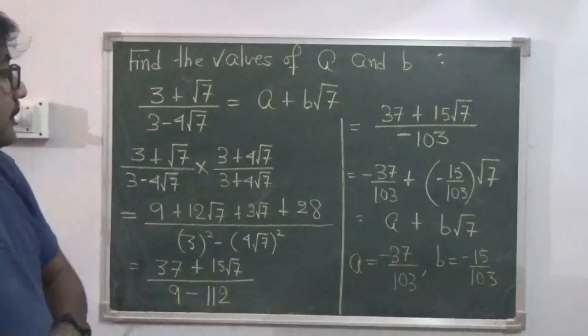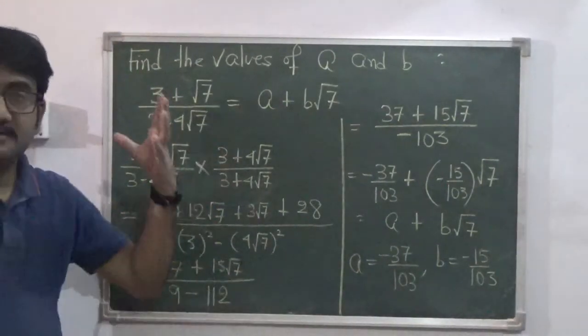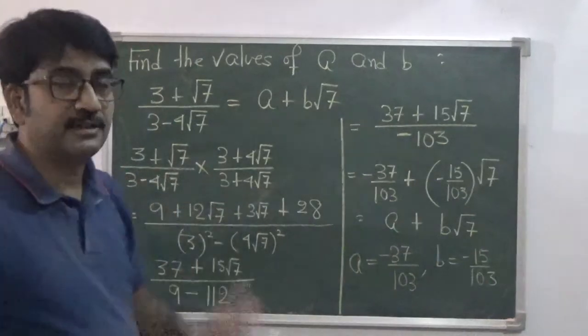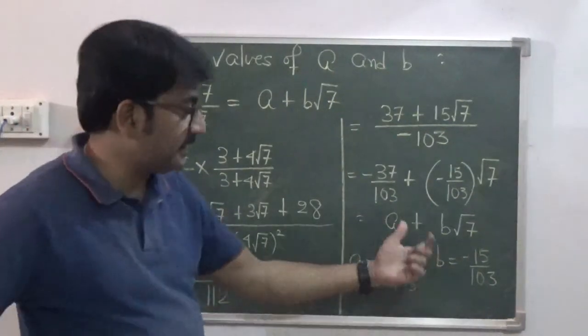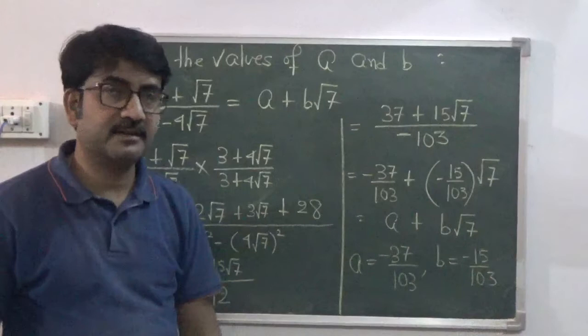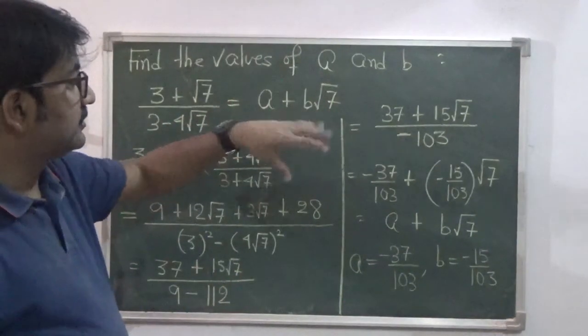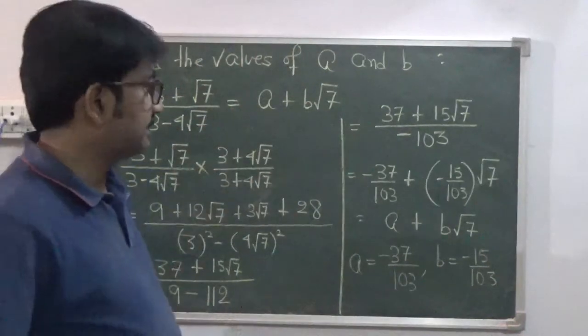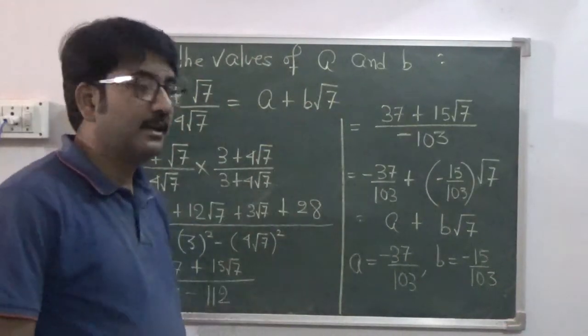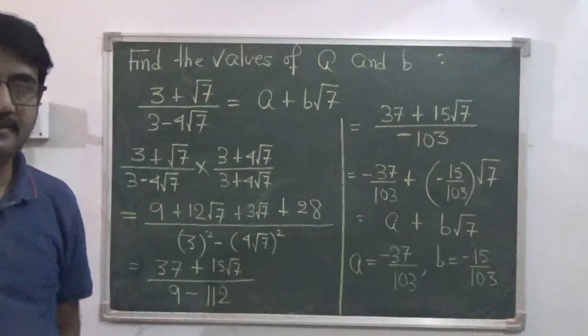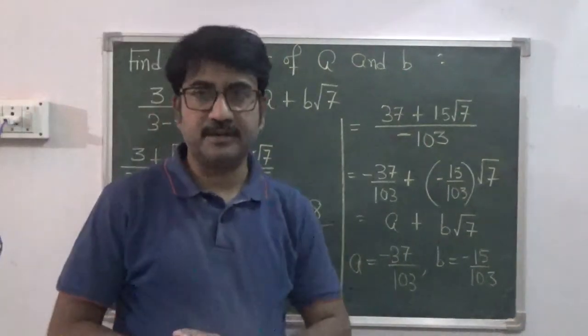So similar way you just proceed to solve the question by rationalizing the denominator and finally when you get the final answer, express the answer in this form only, that is A plus B root 7. So after expressing in the similar format, compare the values on both sides and get the values of the unknown quantities A and B.